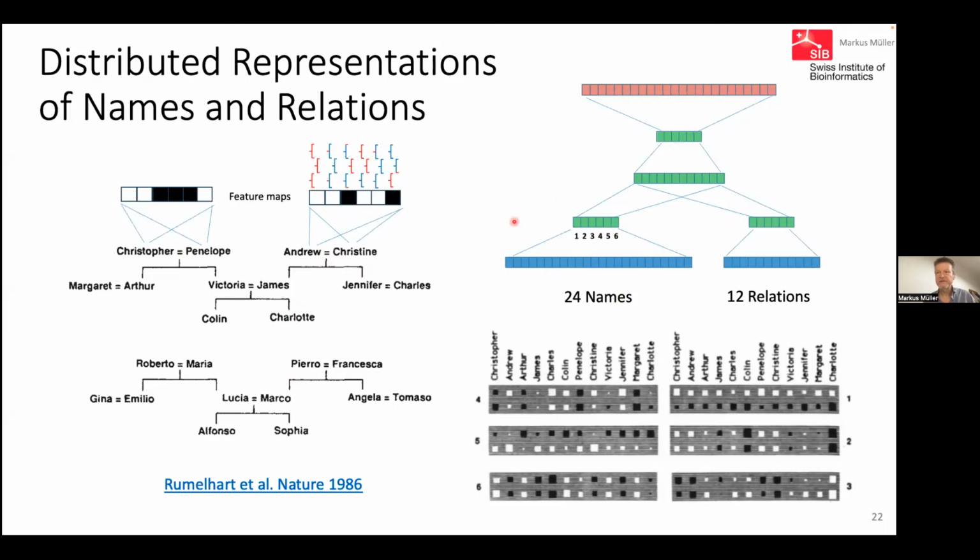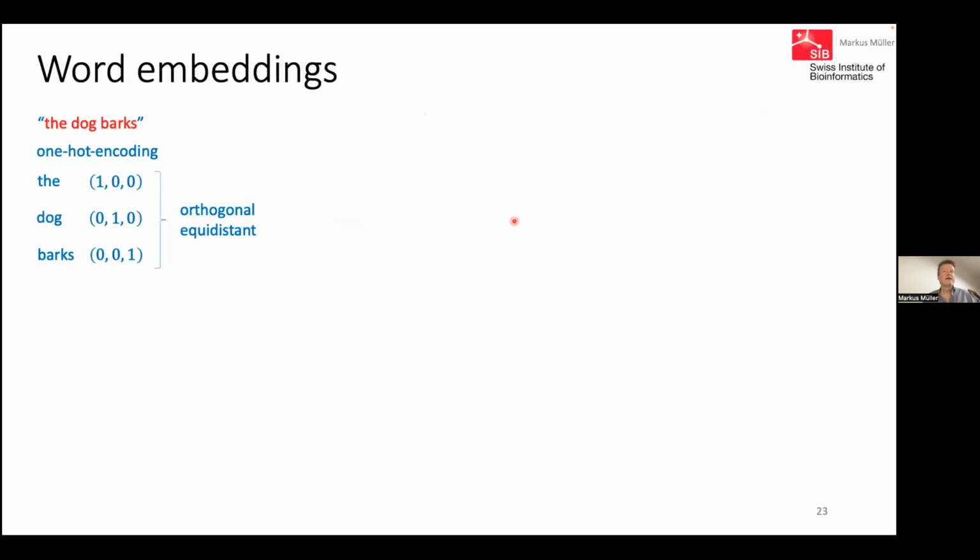This was actually the first network that somehow processed language. In that sense, it was only simple words and relations. But this was the first little simple language model. Now, these word embeddings are very central to neural networks.